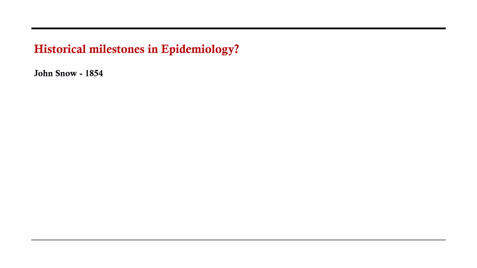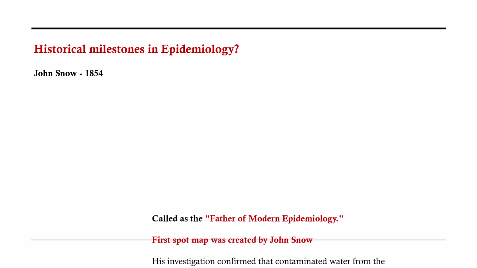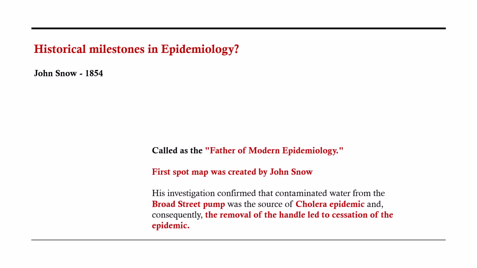Another historical milestone in epidemiology is the findings of John Snow in 1854. Okay, John Snow was known as the father of modern epidemiology. Okay, during his time there was a cholera outbreak. Okay, and he used spot map, and linked the relationship between the cases and their environment. Okay, first spot map was created by John Snow. His investigation confirmed that contaminated water from the Broad Street pump was the source of cholera epidemic. And consequently, the removal of the handle led to cessation of the epidemic.